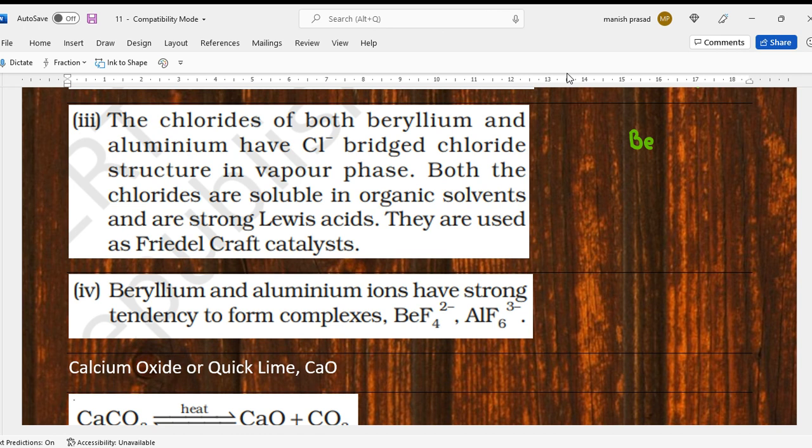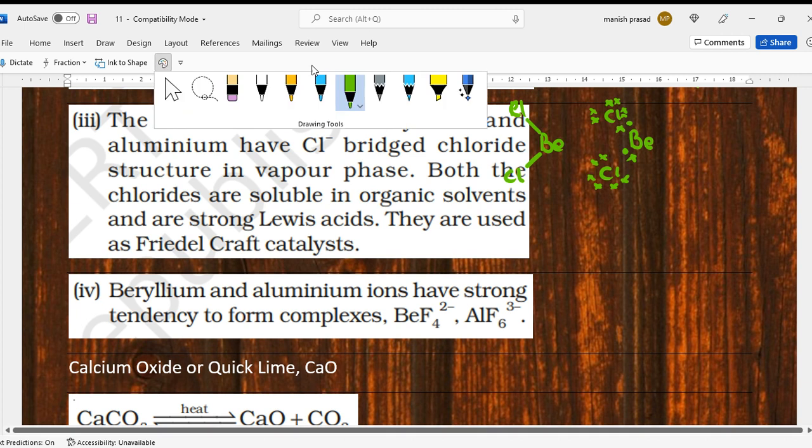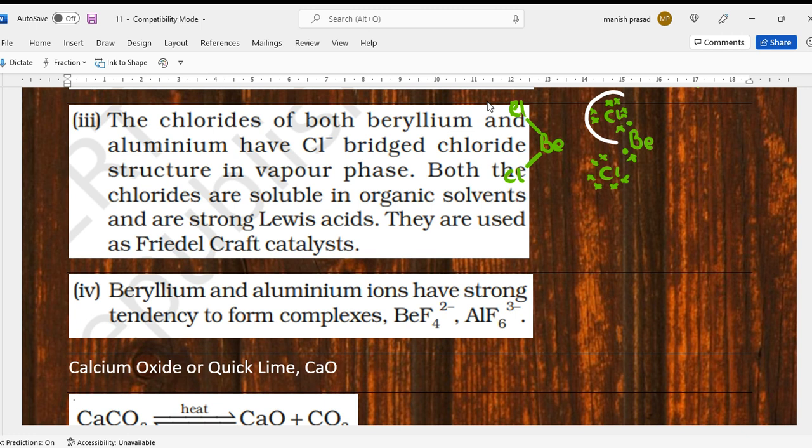Once more, Be forms covalent bonds. So when Be forms covalent bonds with chlorine, we get a bond like this. Likewise, with another chlorine, we get a bond like this. Now, this chlorine forms a coordinate bond with another beryllium out here. Ab humne hamesha kya padha hai? To form a coordinate bond, the octet should be complete and it should have a lone pair. So, the conditions are met. It forms a coordinate bond like this. So beryllium is forming a bridged compound like this with other beryllium chlorides.